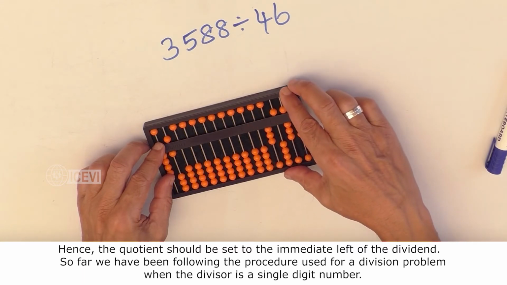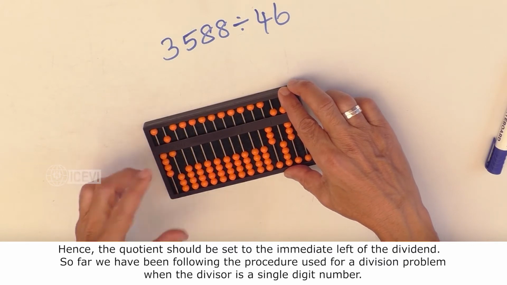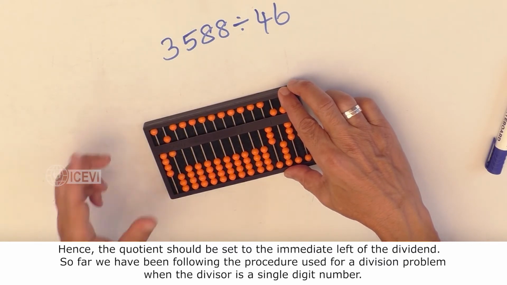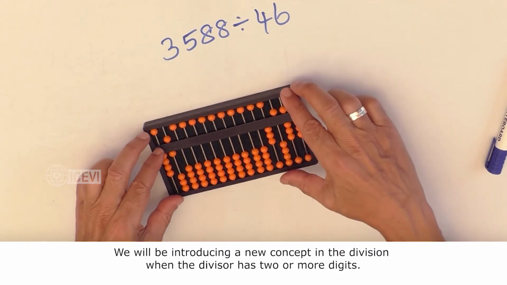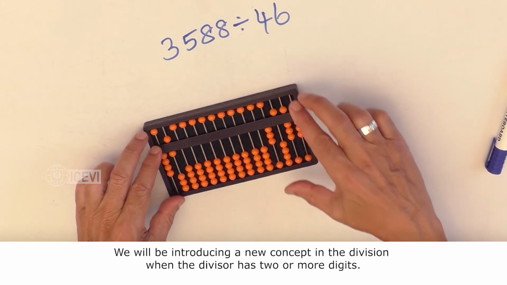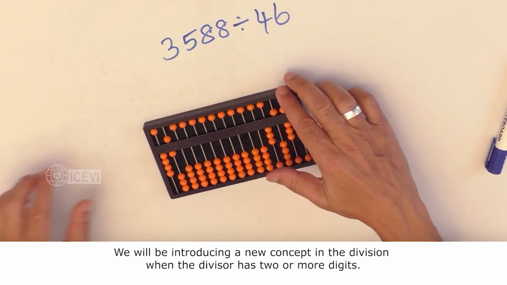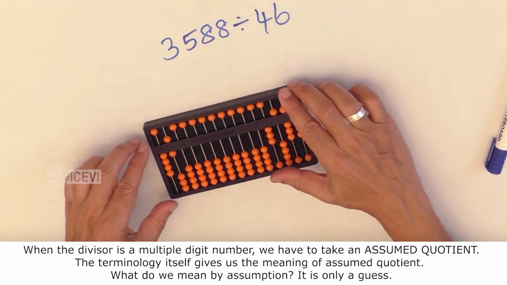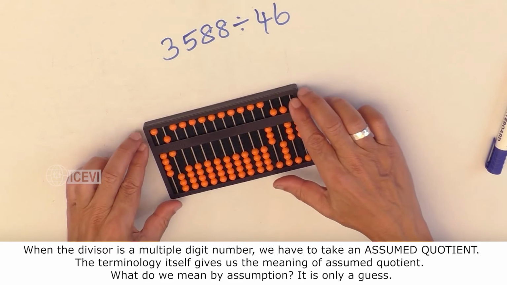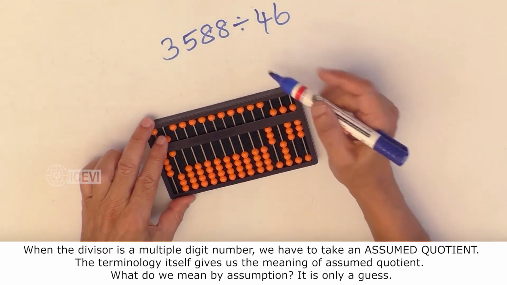So far, we have been following the procedure used for a division problem when the divisor is a single digit number. We will be introducing a new concept in the division when the divisor has 2 or more digits. When the divisor is a multiple digit number, we have to take an assumed quotient.